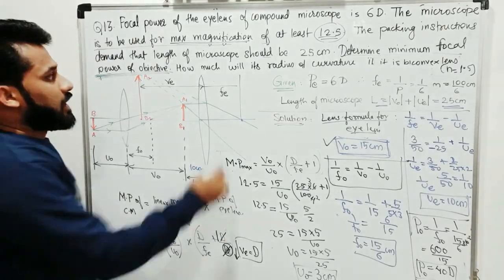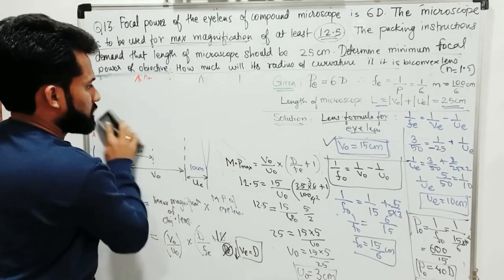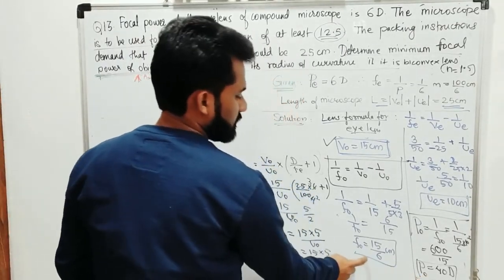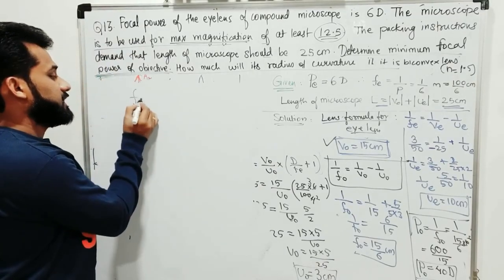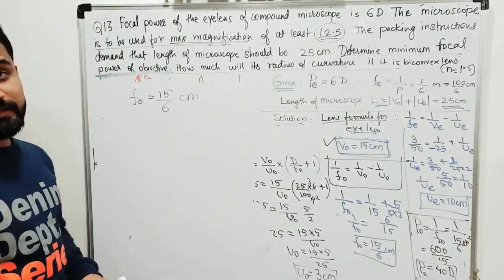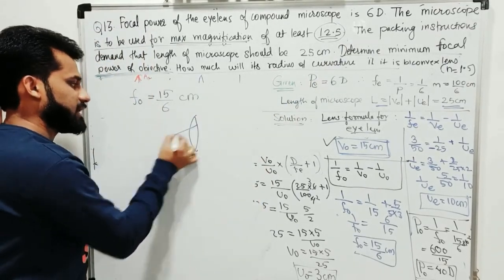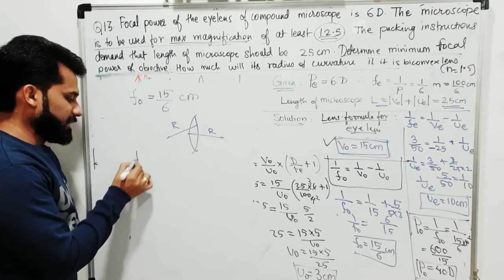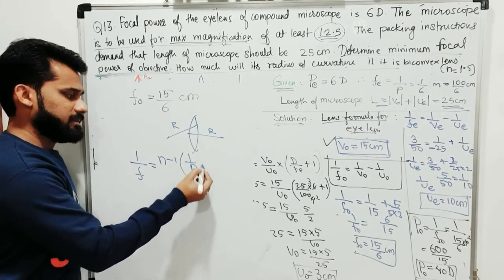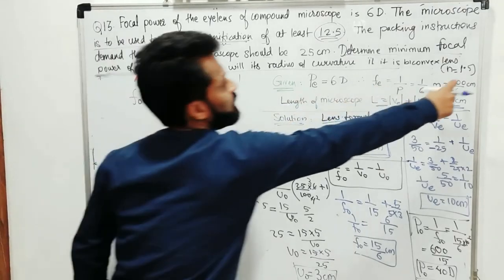Now how to solve the second part? See, I will solve it over here. Once we have calculated that the focal length of the objective is 15 by 6 centimeters, now you can find the radius of curvature using the lens maker's equation, because the lens is a biconvex lens. If the lens is biconvex lens of same radius of curvature R and R, what will be the formula? 1 by F equals to N minus 1, 1 by R1 minus 1 by R2. This is the formula, right? So what is refractive index? Refractive index of the lens is 1.5.